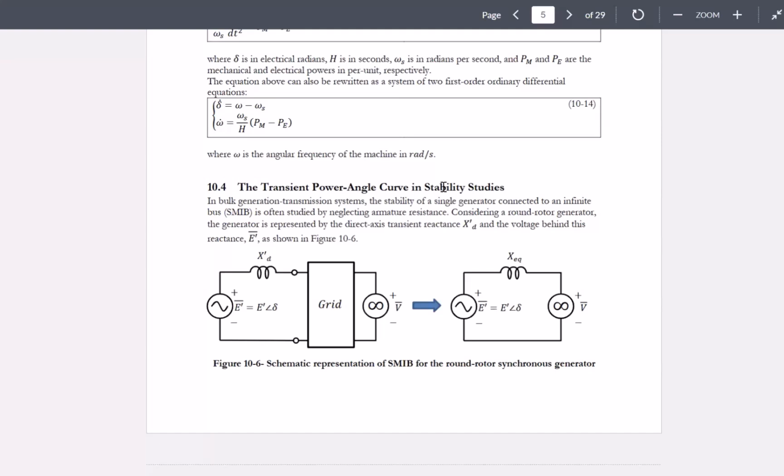So I'm going to go over some essentials about stability. The transient power angle curve in stability studies, we wanted to always be able to find an equivalent reactance between the internal source of a synchronous generator and the infinite bus when we're talking about the stability study associated with that single machine infinite bus.